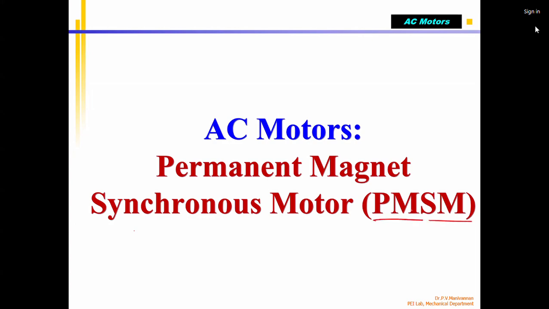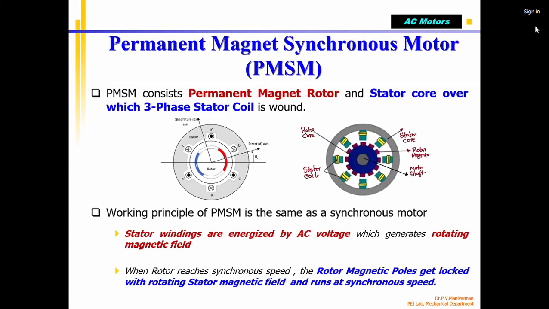Short form is PMSM. It is also an AC motor. If you say AC motor, automatically the input voltage is AC voltage. So this picture shows the cross section of a PMSM motor, or permanent magnet synchronous motor. A permanent magnet synchronous motor consists of a permanent magnet rotor. Correct? The rotor is a permanent magnet, not an electromagnet like in a synchronous motor. Please note, this is also called a synchronous motor. The only thing is the rotor is a permanent magnet, not an electromagnet.